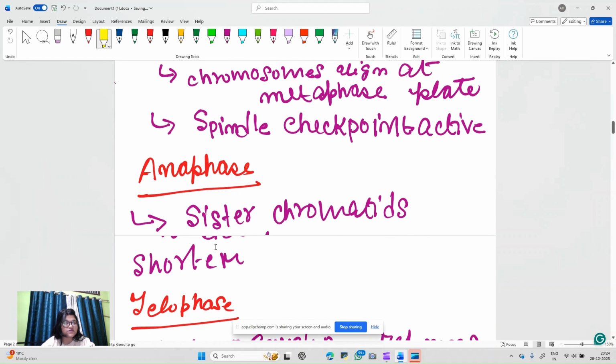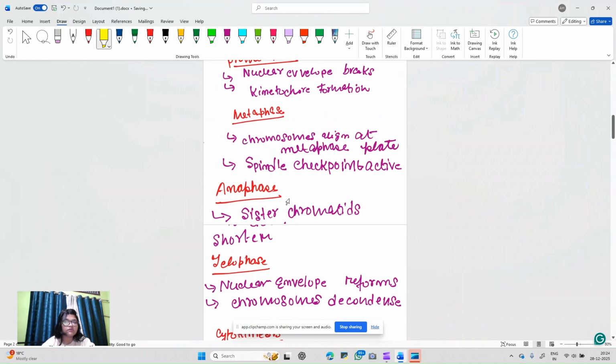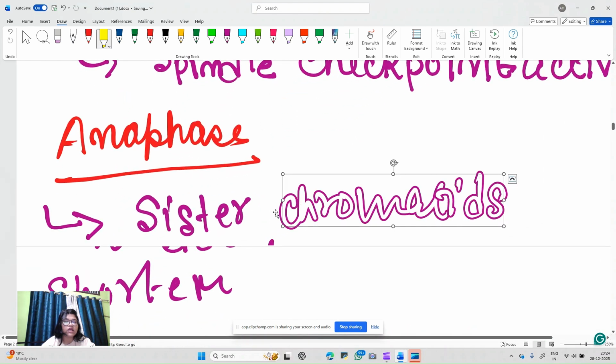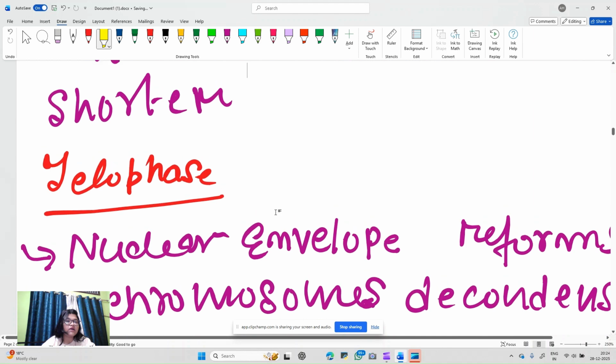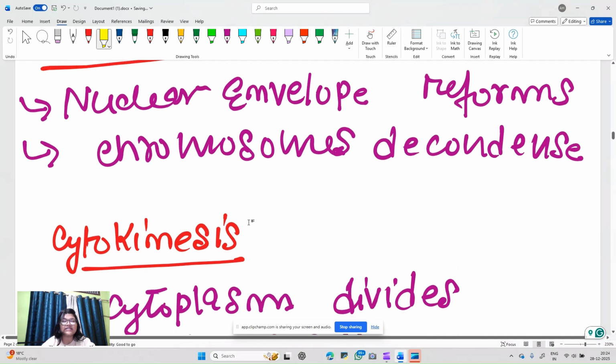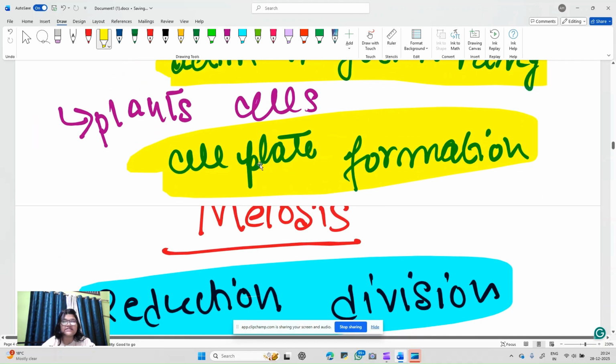We have anaphase, where sister chromatids separate. We have telophase, where the nuclear envelope reforms and chromosomes decondense. Cytokinesis is where the cytoplasm divides; in animal cells it occurs by an actin-myosin ring, and in plant cells by cell plate formation.